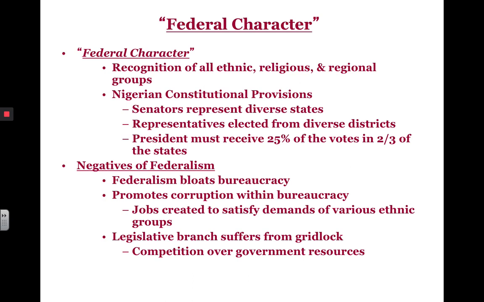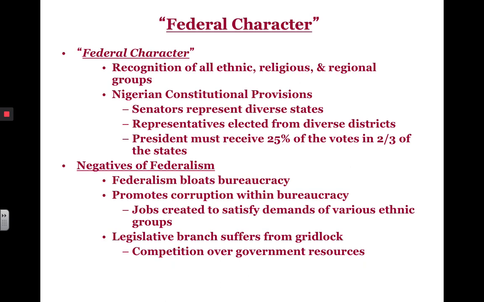So you have 36 states, which has grown from 3 to 36, so they've tried to increase the number of political bases for their various nations. They have provisions in the Constitution that allow senators to represent those diverse states, so that you have three senators, SMD plurality, from each of those states, and therefore you get guaranteed diversity within that.